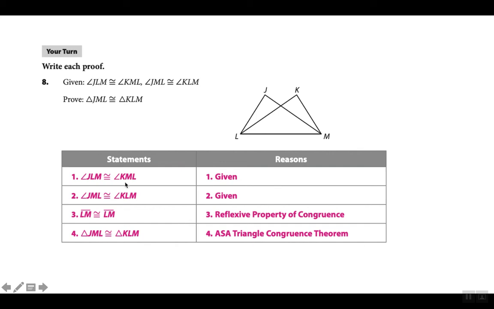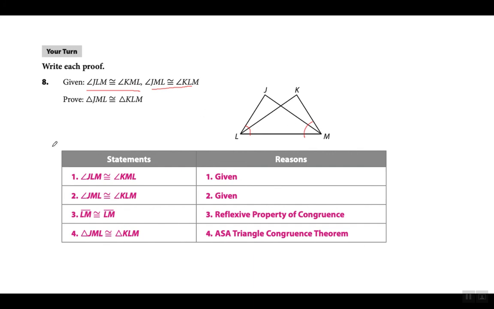So at the beginning, they write the given information, which was angle JLM is congruent to angle KML. JLM, which is all of this, I'll put one line, is congruent to KML, which is all of this. And then for this one, angle JML.